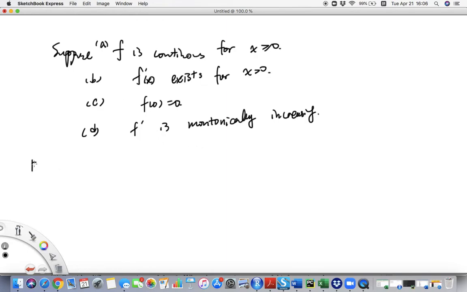And let's put g of x equals f of x over x, where x is greater than 0. Prove that g is monotone increasing.